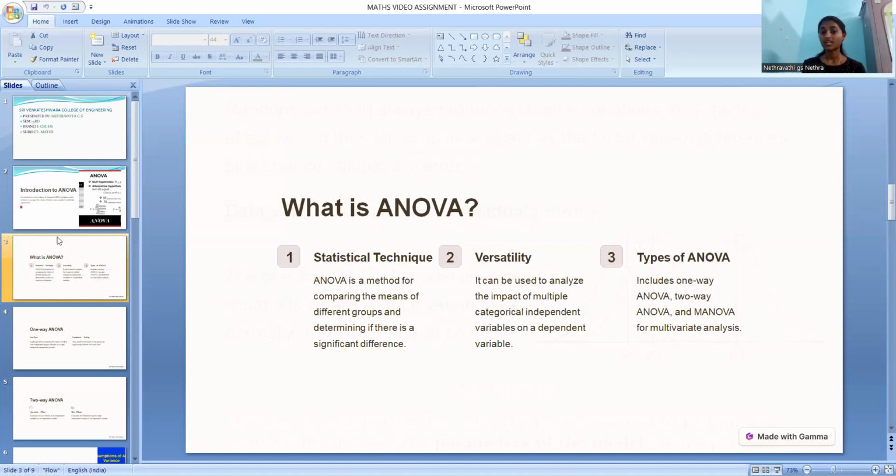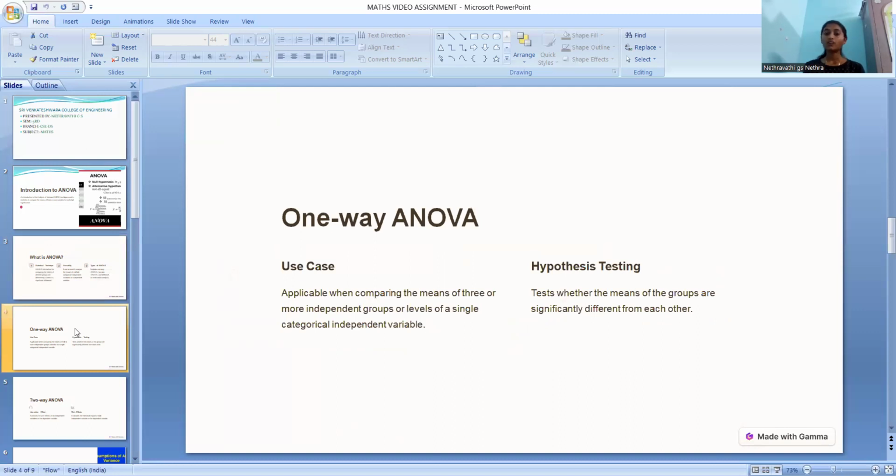And the next is versatility. It can be used to analyze the impact of multiple categorical independent variables on a dependent variable. That is, which variables depend on the categorical analysis and which do not. ANOVA also comes with many types, including one-way ANOVA, two-way ANOVA, and MANOVA, the multivariate ANOVA. But in the third semester of engineering, we come across one-way and two-way ANOVA. And the first is one-way ANOVA.